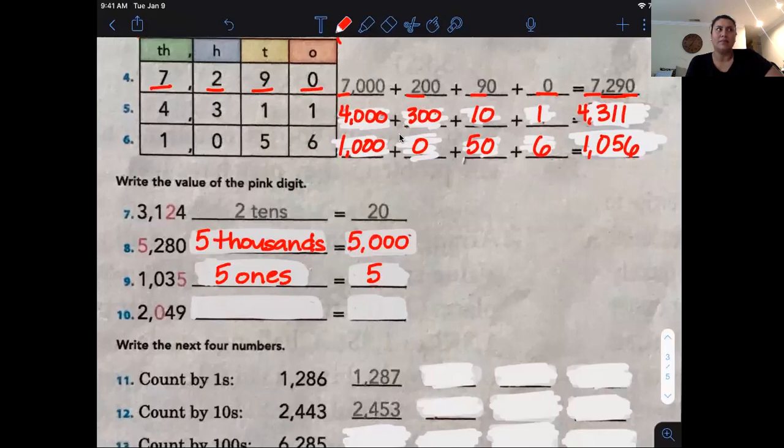2,049. What are they asking us to look at? Oh, the hundreds room. Is there any hundreds there? I think they're trying to trick you, friends. 0 hundreds. They have 0 hundreds there. How do you write 0 hundreds? 0. Just write the 0.